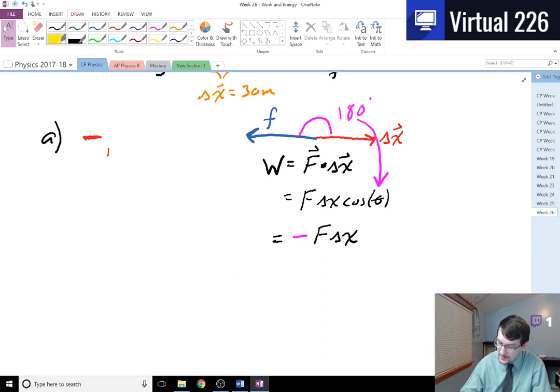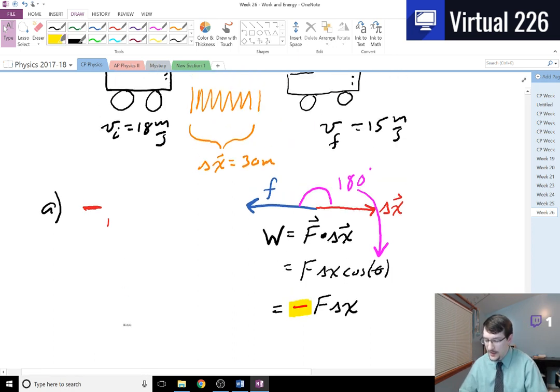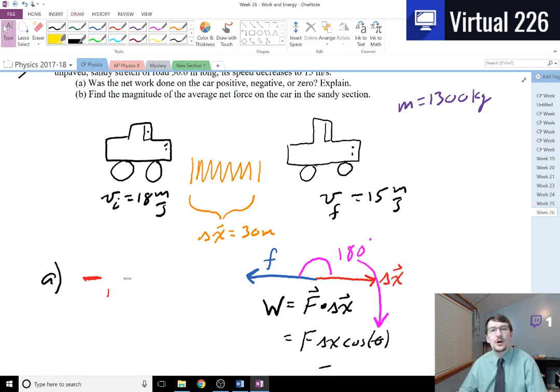So right there, we can pull our negative out mathematically, or we can justify this by saying that, hey look, the car is slowing down. Some force has to oppose its motion. Anytime a force is opposing the motion of an object, that work is negative. So we know the work's going to be negative there.